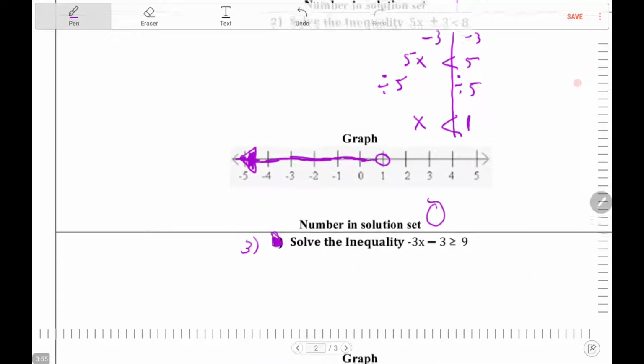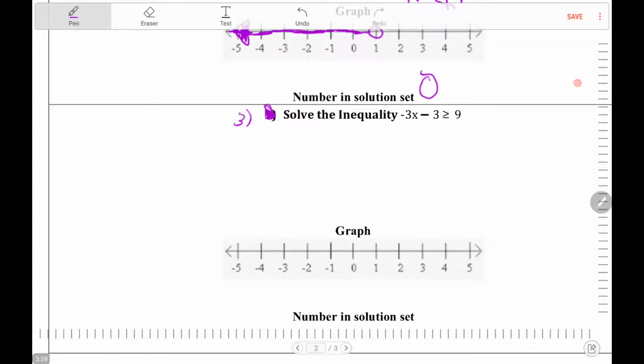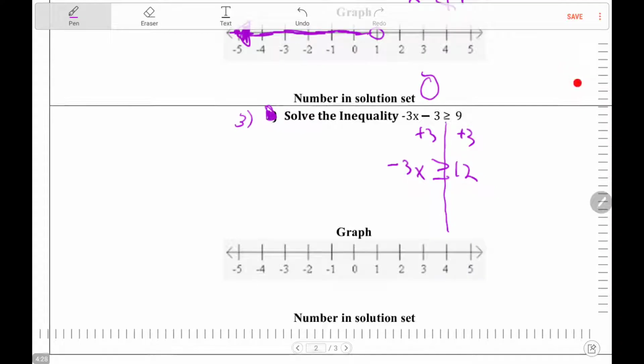Okay, last one. Remember, last one is number 3, not number 1 again. So negative 3x minus 3 is greater than or equal to 9. First inverse operation is plus 3, plus 3. 9 plus 3 is 12. Let me draw that line. Sometimes I get a little excited. So negative 3x is greater than or equal to 12, right? I added, so I don't even have to think about whether the sign changes. Last step, we're going to divide by negative 3. 12 divided by negative 3 is negative 4.